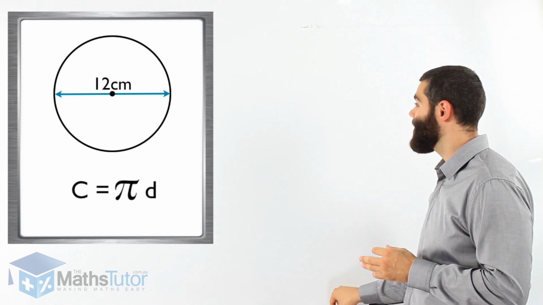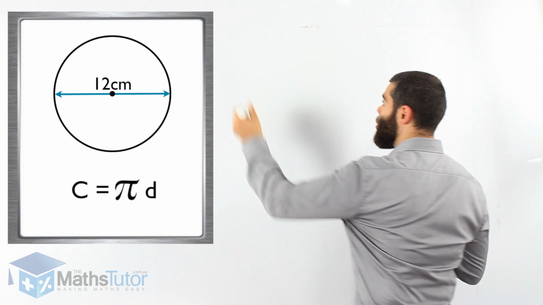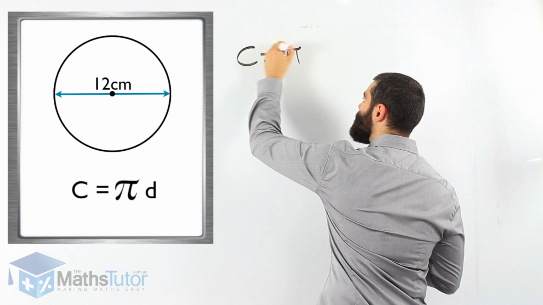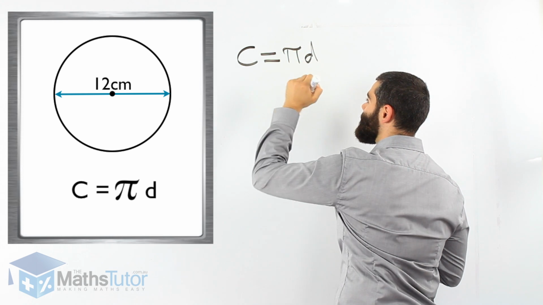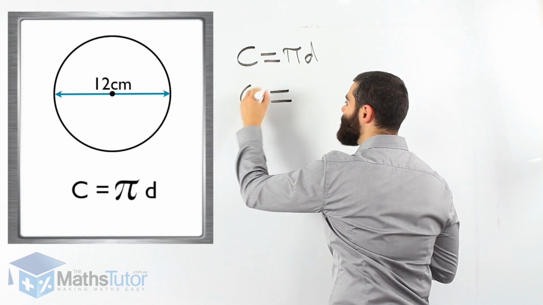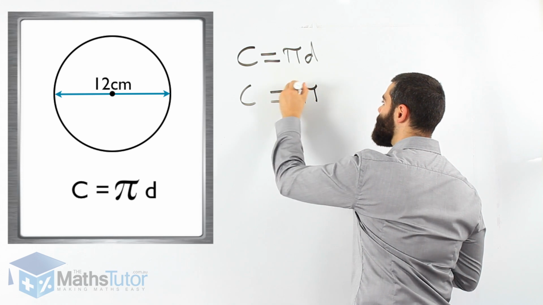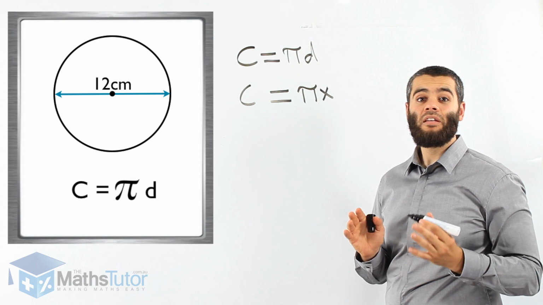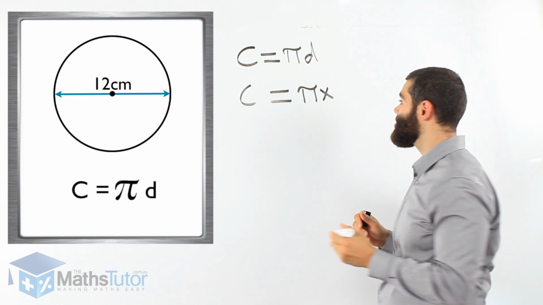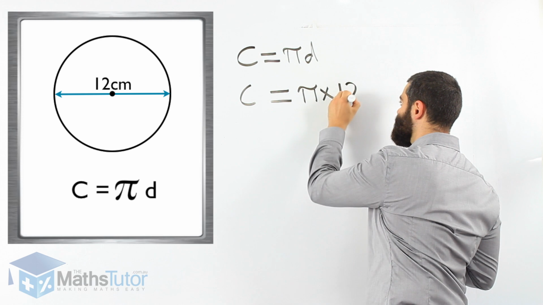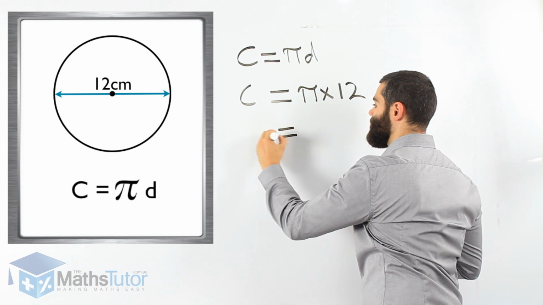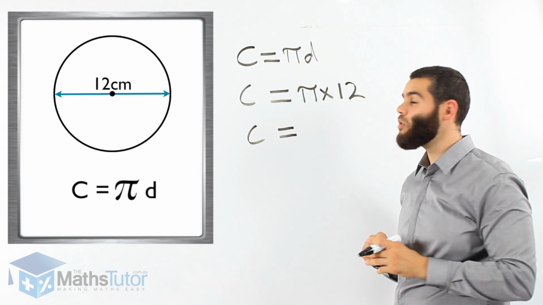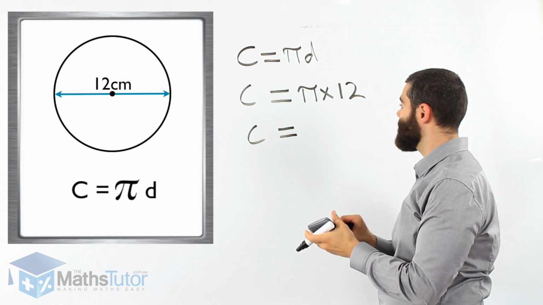Let's do the working out. Always write your formula, C equals pi d. C is our circumference, pi, we're going to put it in our calculator, times our d. Our d is our diameter. In this case, it is 12 centimeters. C, circumference, equals pi times 12. Grab your calculator. Let's actually do it.